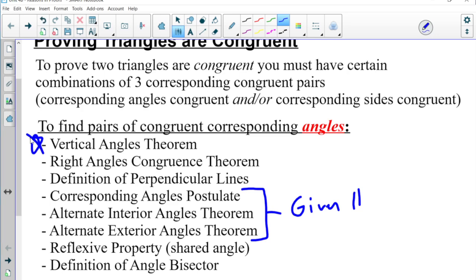Vertical angles, we use this one all the time. This is one of our two things that we can get from the diagram, is that vertical angles are congruent. Right angles are congruent. That's all to say about that.